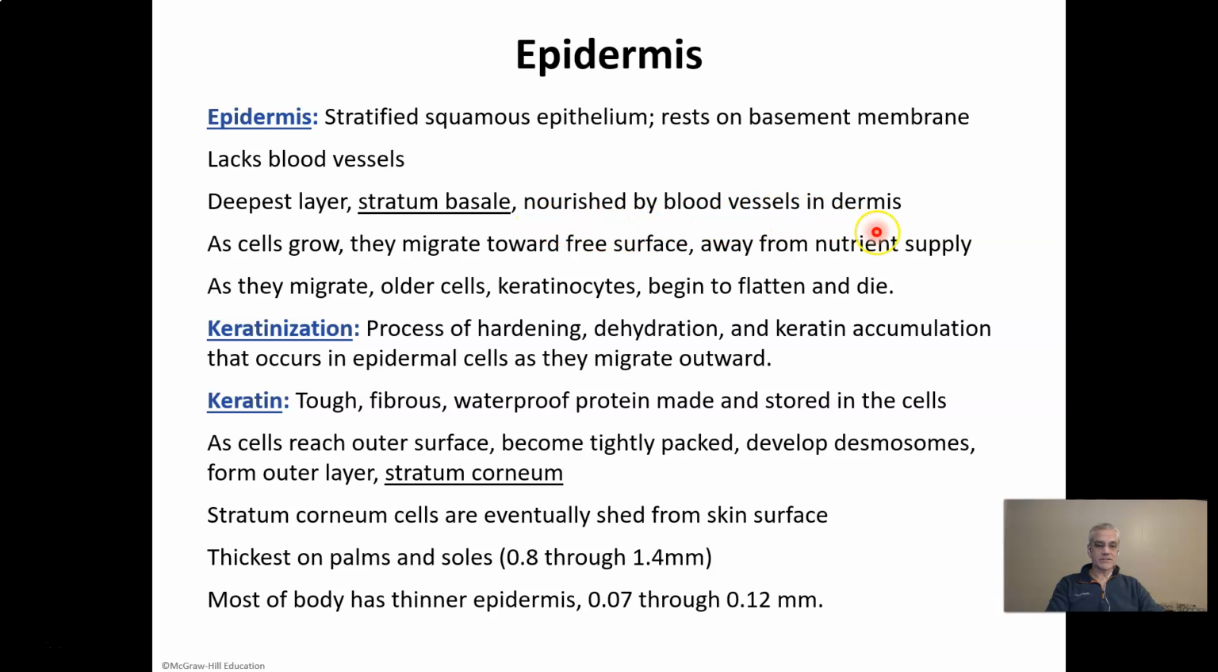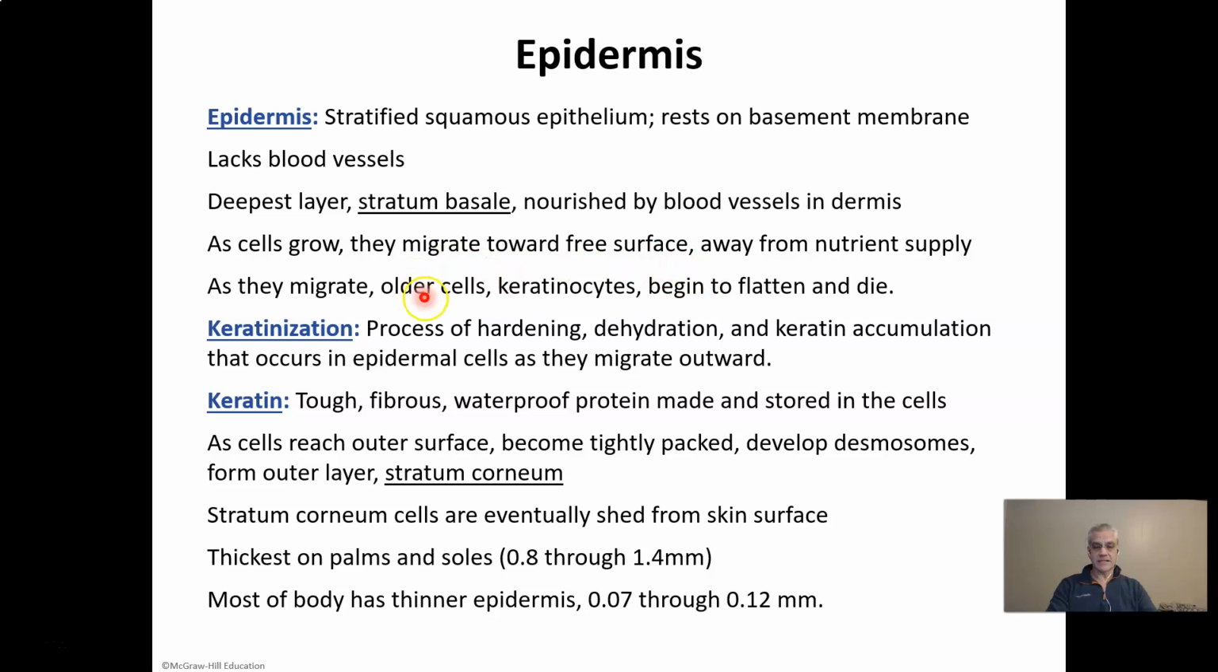Now, it's nourished by blood vessels in the dermis, right? So nutrients, and whatever other things are necessary to maintain mitotic, actively dividing cells, will diffuse from the capillaries in the dermis. As the cells grow, they migrate toward the free surface. That means upwards. So this is the bottom layer of the epidermis.